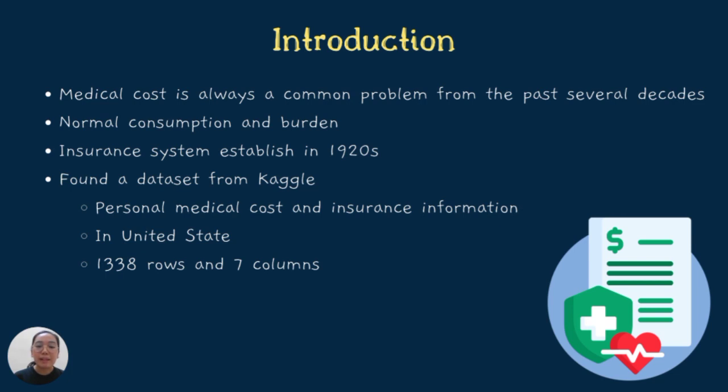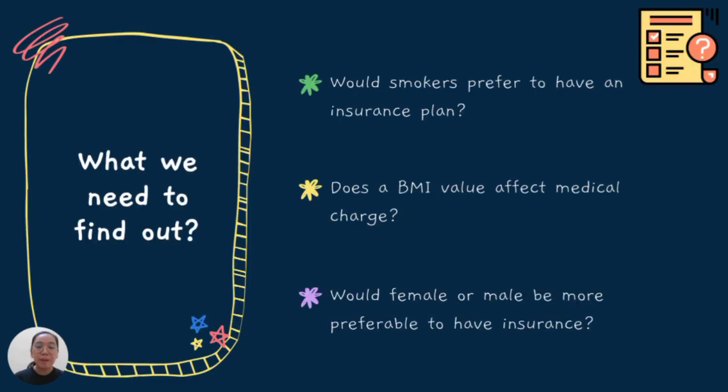and did some analysis on it. It is regarding personal medical costs and insurance information in the United States. Also, it consists of 1,338 rows and 7 columns. Much more interesting, we hope to use the analysis output to find the answers to these research questions.